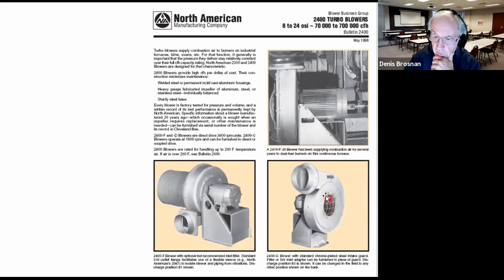So you can see that the air enters here. In many cases, you'll find a filter there, particularly if you're making a glazed ceramic product. You don't want particles from within the plant to be entering the combustion system and entering the kiln.